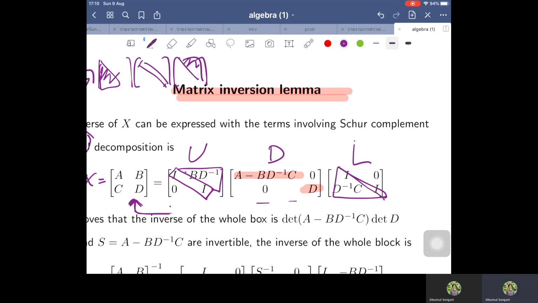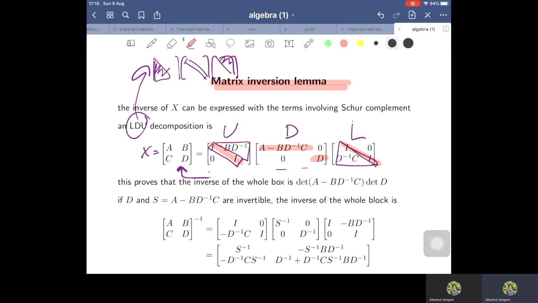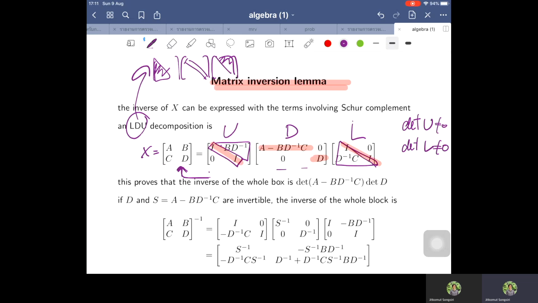From here, you already know that because the main diagonals of U and L are identity matrices, immediately you know that the determinant of U and the determinant of L have to be non-zero, actually equal to 1. In other words, these two are invertible. What about D? D has diagonal blocks, so the inverse of D exists if, of course, the main diagonal blocks are invertible.